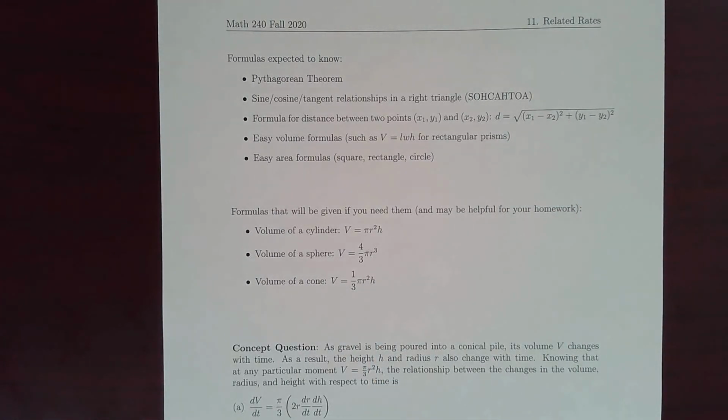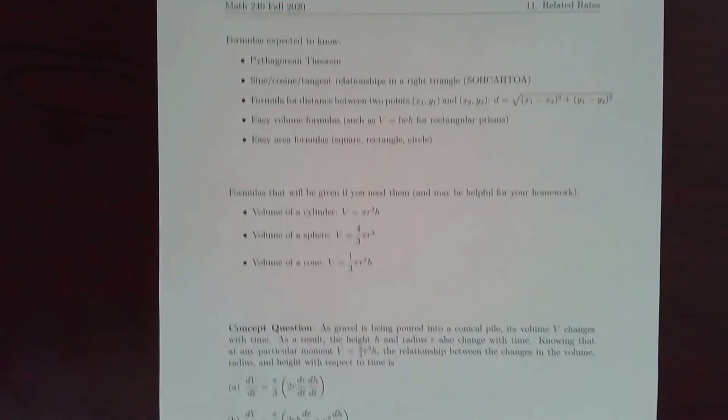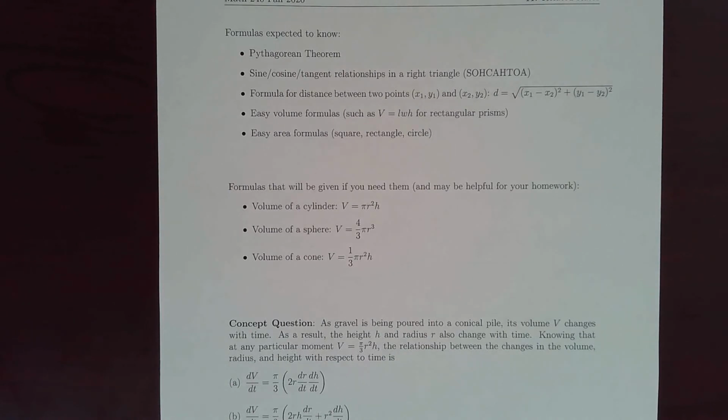Any sort of easy volume formulas, say if I've got some sort of rectangular prism, you should know that volume. And other easy area formulas, so the area of a square, a rectangle, a circle, those are all things you should be able to know without me giving them to you. However, there are some formulas that you might need and will be given to you if you end up needing them. So, for example, the volume of a cylinder is equal to pi r squared h. The volume for a sphere is given as 4/3 pi r cubed, and the volume for a cone is 1/3 pi r squared times h.